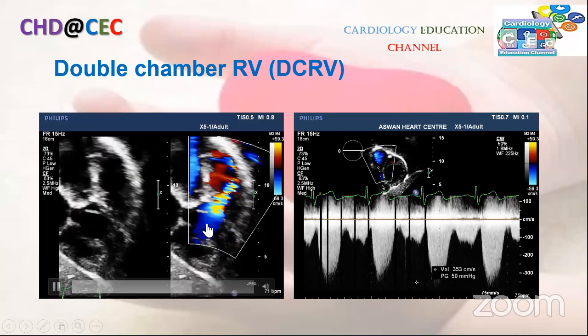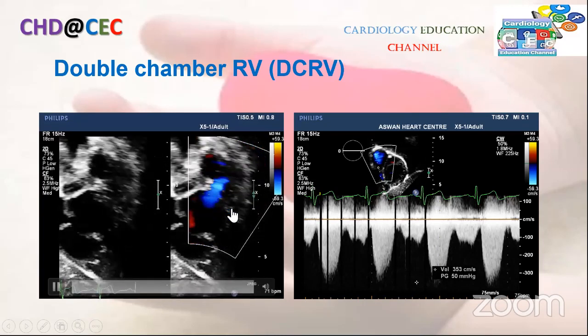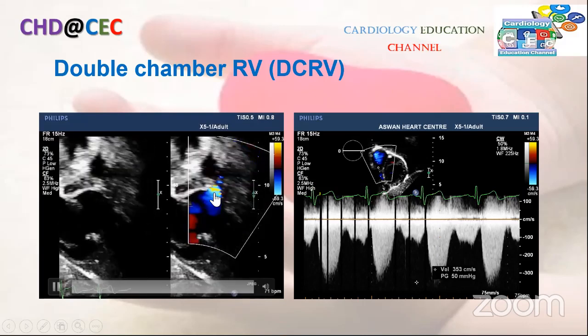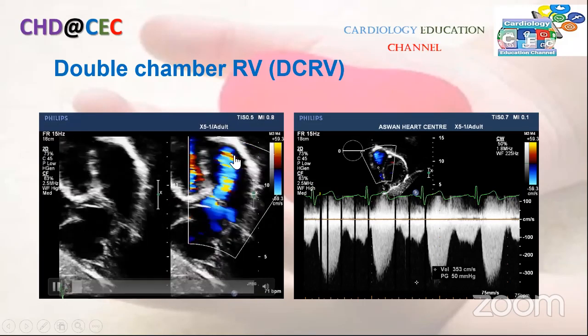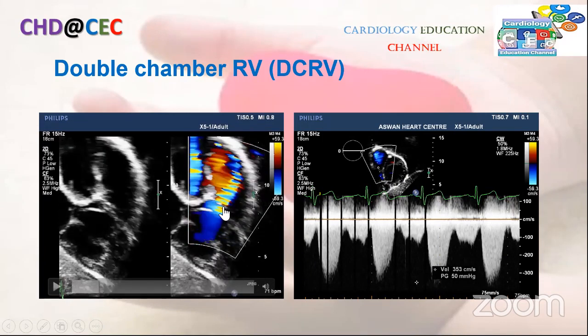This RV systolic pressure doesn't equal the pulmonary pressure because you still have a mechanical or fixed obstruction here. So the pulmonary circulation is still protected by this obstruction. Fortunately, in the cases associated with VSD, the VSD jet is also proximal to this obstruction. So usually the pulmonary circulation is protected by the DCRV.